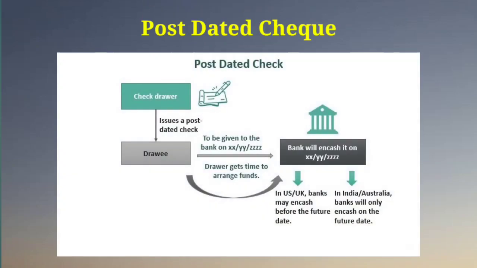Next type is post-dated check. A post-dated check is a check that is written for a future date. A check can be deposited or cashed only on or after the date written on the check. This type of check is commonly used when the payer wants to ensure that the funds will be available on a specific date, such as a rent payment or a loan repayment.